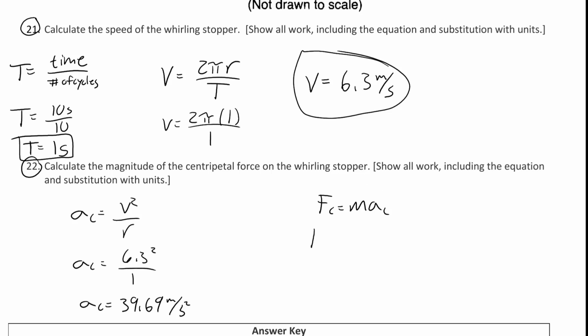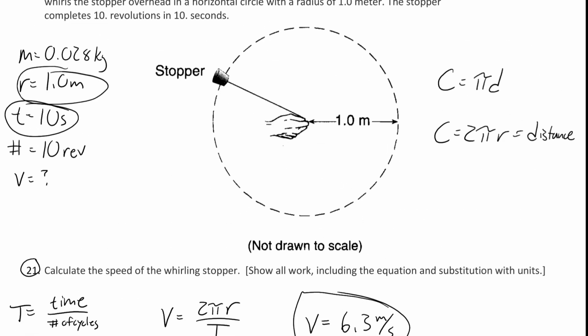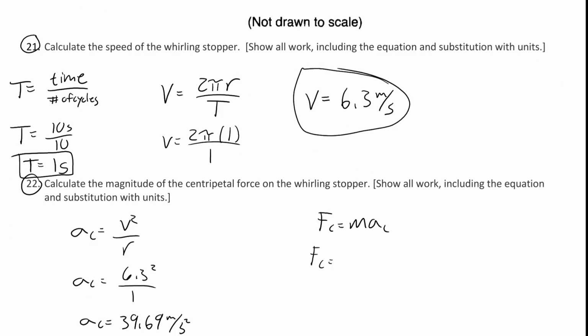So the centripetal force, which is what they ask for, is equal to the mass, which is 0.028 kilograms, times the acceleration. So the centripetal force is about 1.1 newtons.